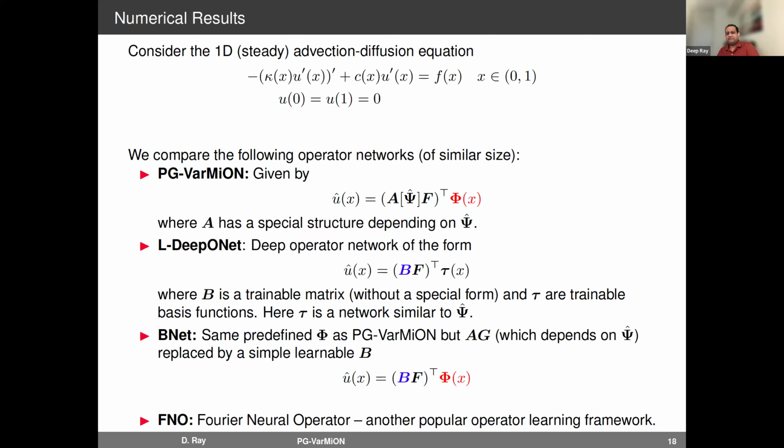The FNO is known to perform well because it has this FFT decomposition built in. There are papers that link it to kernel learning. You're able to somehow learn the Green's function of the operator. There are papers that talk about that.